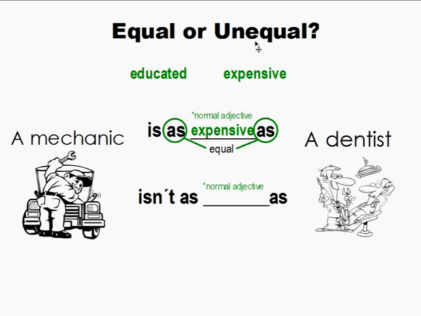Now, if I think something is unequal, for example, educated, I think a dentist definitely is more educated than a mechanic. So I'm going to use the negative. I'm going to say a mechanic isn't as educated as a dentist. Notice when I'm using the negative isn't, I'm still using as and as, but now it's saying that they are unequal. So this says that the dentist is more educated. So that's when I want to say if things are equal or unequal with my adjective, I use as and as, or maybe isn't as, and again as, and also the normal adjective. Good.